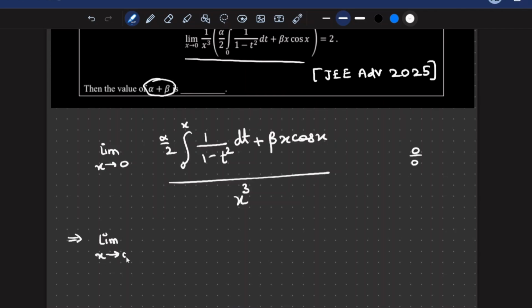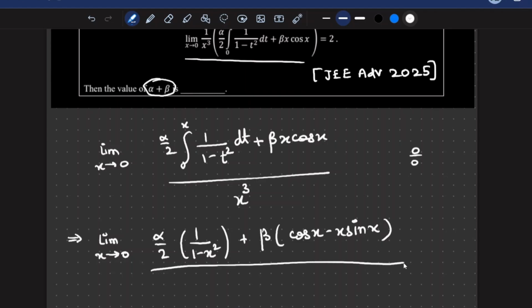limit x tending to 0, alpha by 2, 1 by 1 minus x square plus beta, cos x minus x sin x, by 3x square. Okay.